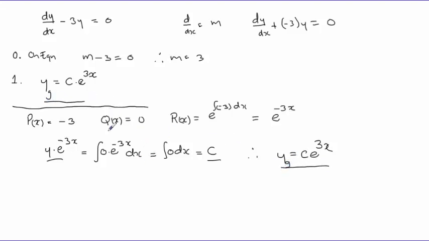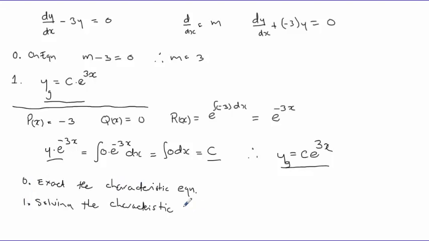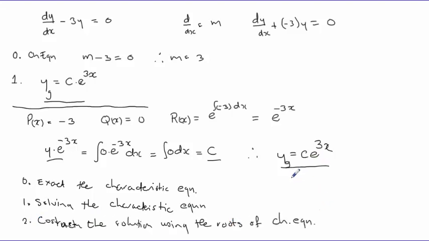Once we've understood this way, we can look at any equation of order 2, 3, or order n greater than 2 in a similar fashion. Our first step would be to extract the characteristic equation, then solve the characteristic equation, and lastly construct the solution using the roots of the characteristic equation, and then we'll be done.